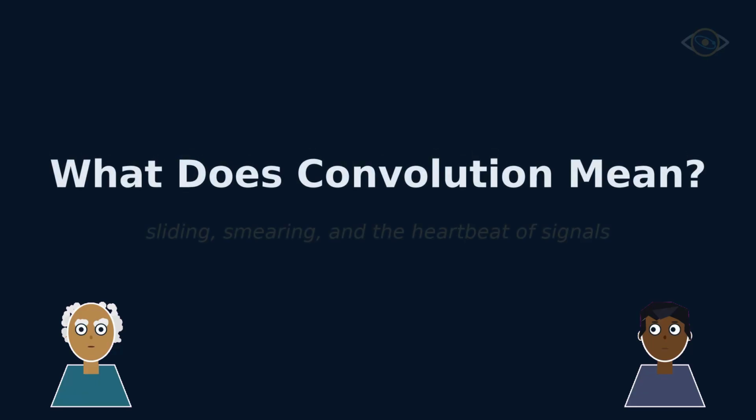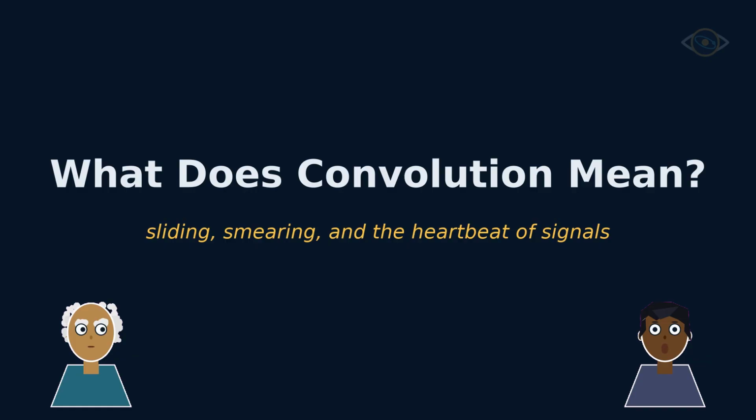Blurring a photo, the echo in a cathedral, smoothing noisy data, even adding two random numbers. Underneath, they're all the same operation. It's called convolution.